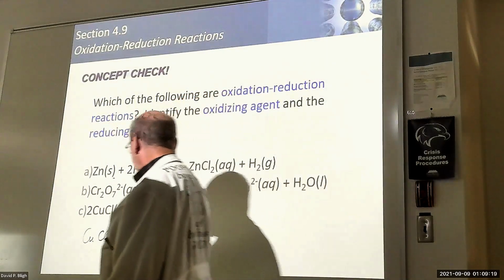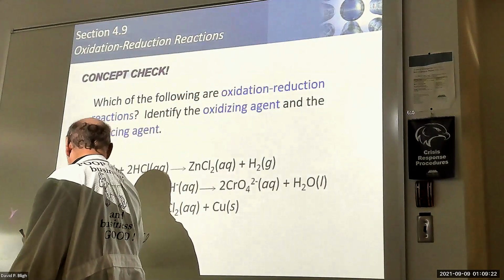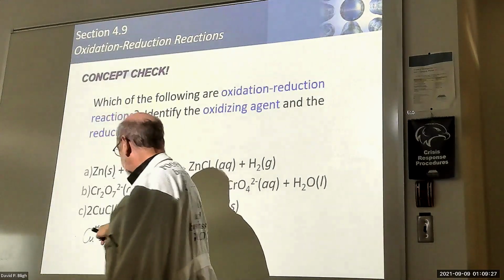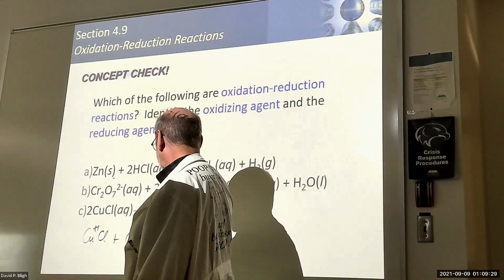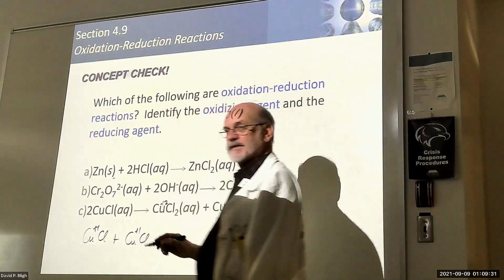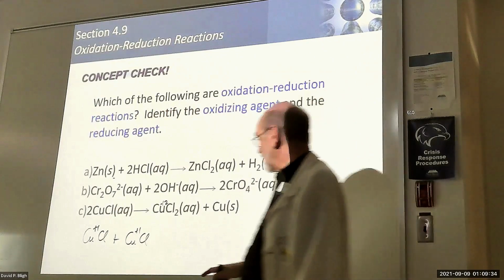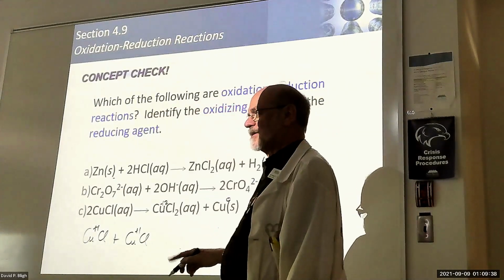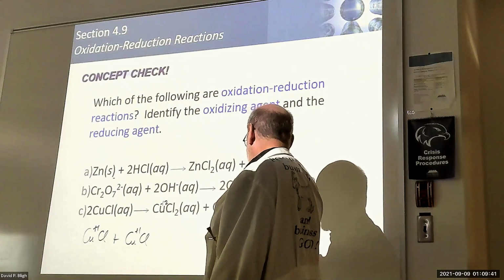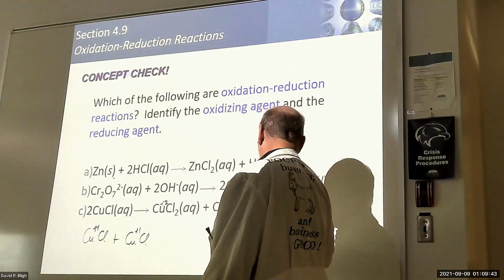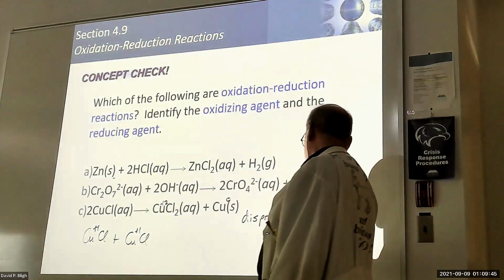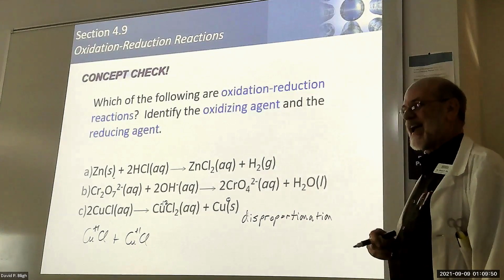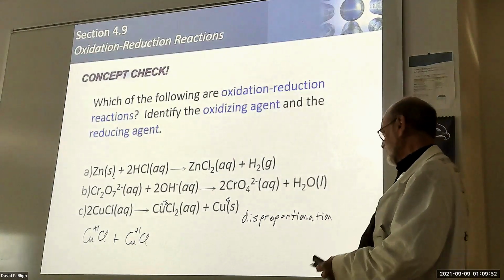So one of these, this is +1, +1. So this one goes to here at +2. It gets oxidized. And this one goes from +1 to 0. It gets reduced. This is called a disproportionation reaction.